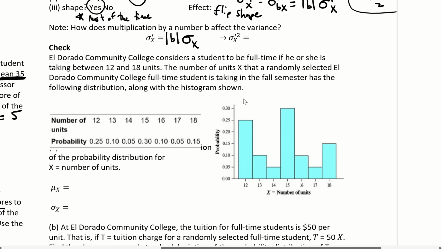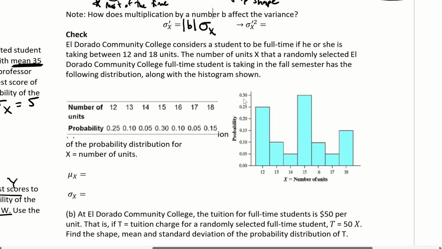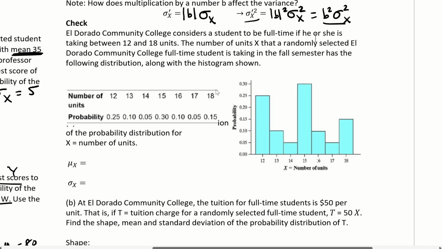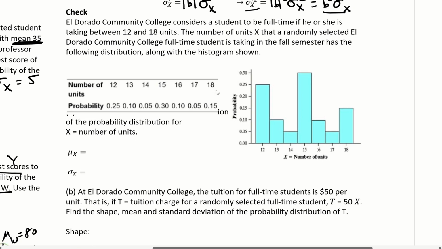Okay, so how does multiplication affect the variance? Now the variance is squared, right? So it's just going to be the absolute value of b squared times sigma squared. However, it doesn't matter that you have the absolute value because any number squared is always positive, and so you can just drop the absolute value. You don't need it anymore. All right, so there's the rule for the variance. I'm just going to underline those. All right, so go ahead and pause the video and see if you can try the check for the transformation.